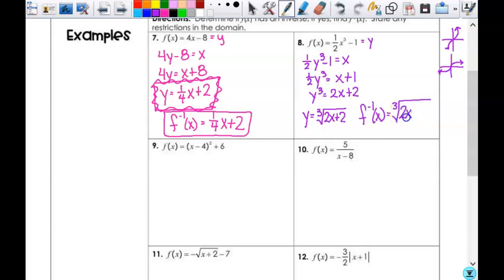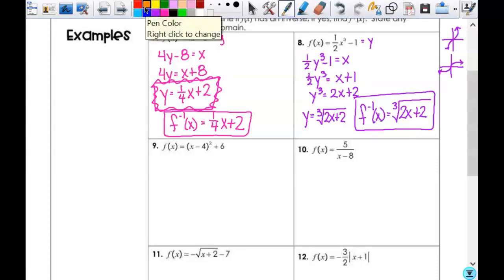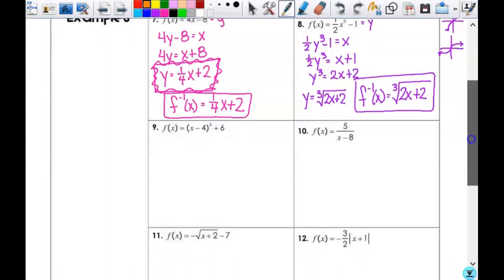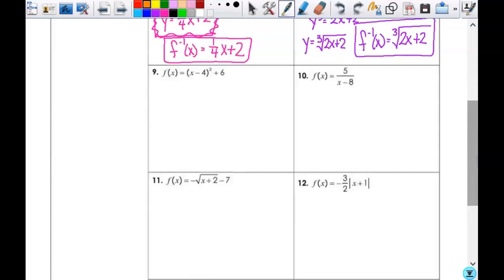of 2x plus 2. Okay, so this is a quadratic. Reflect that in the line y equals x, I get this.